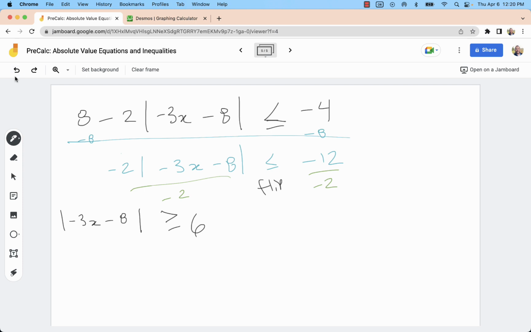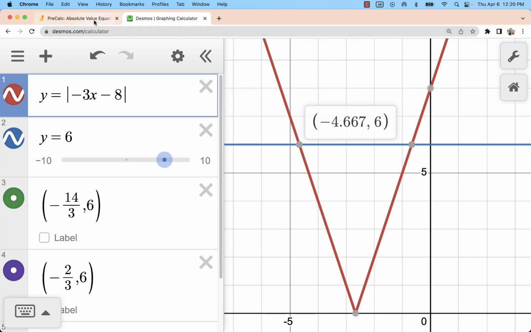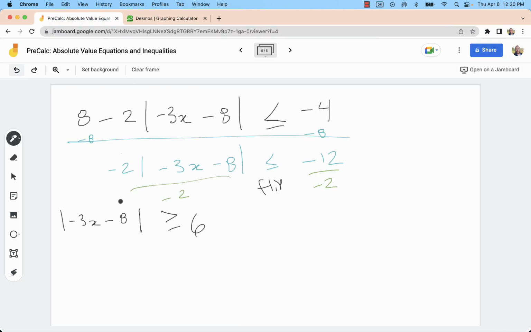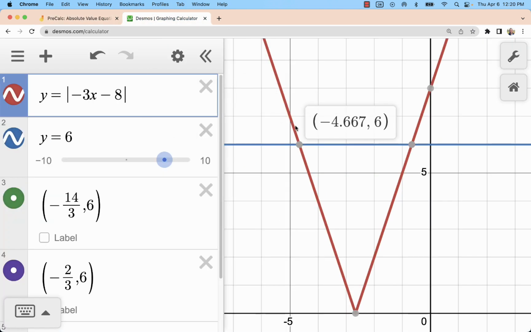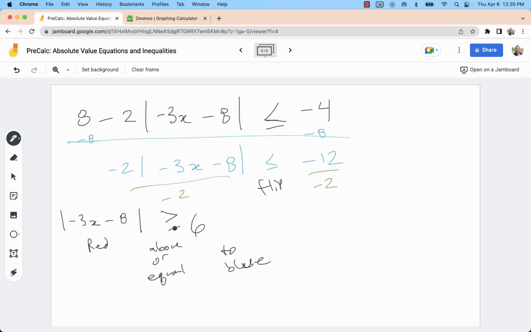And if we look at the graph, we graphed this already. The absolute value is in red. And we're trying to figure out when the red line is greater than or above. This is the blue line. Let me just write those here. Red above or equal to blue. So it's basically when the red is above the blue, it's got to be on the left of there or on the right of there. Or it could be equal, because that is included. It's an inclusive inequality.